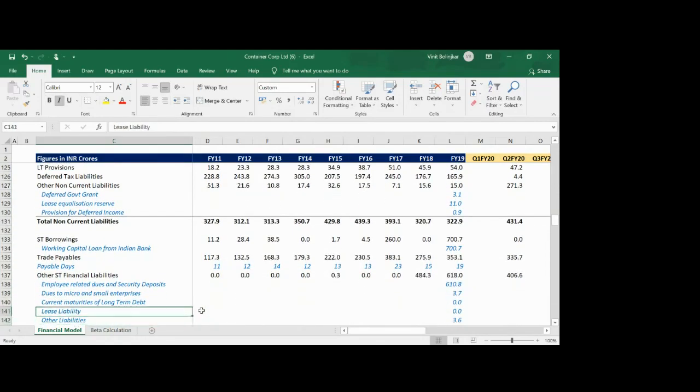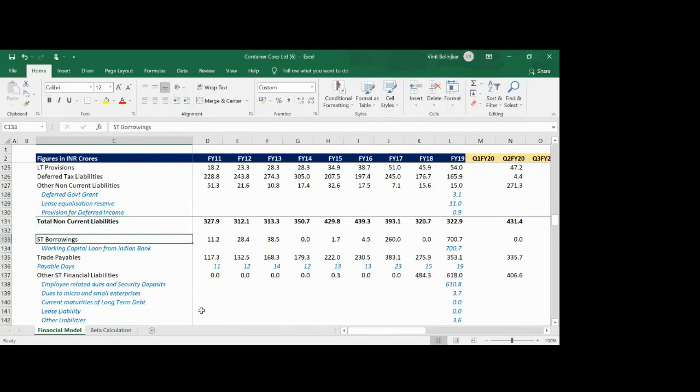All these deferred income terms, and this lease liability reserve and all, we will be seeing in greater detail, as I told you earlier, once we get the entire hang of the complete balance sheet after today's part. So you've got the total non-current liabilities.